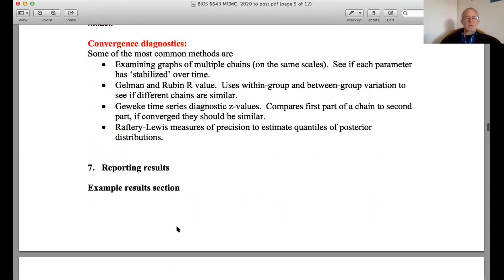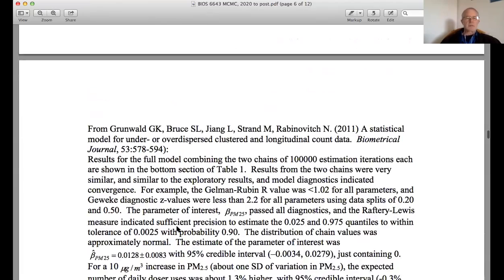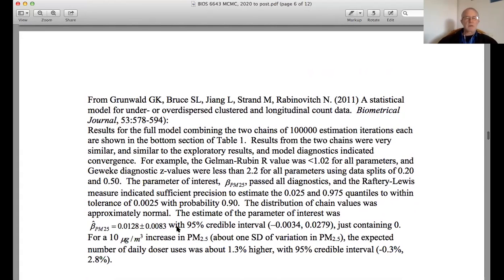And then as far as reporting results, here's an example from an old paper Matt and I wrote together on his asthma inhaler stuff. It talked about chains, and there's the length of the chain. That was a fairly complex model, with about 100 and some kids, each one observed for 122 days, with some missing data, some autocorrelation, and some clustering. We had to run that 100,000 iterations in order to get it to converge.